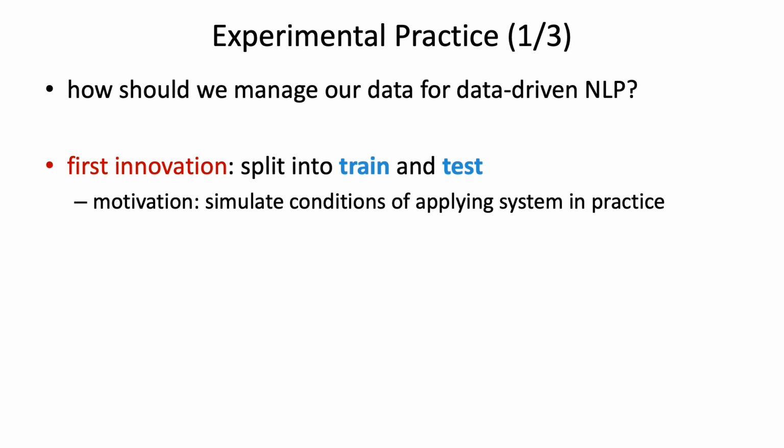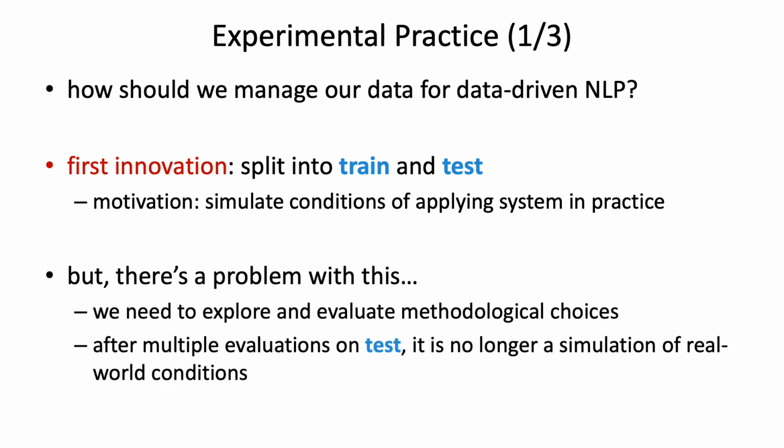The first innovation in working with data-driven methods is to split the data. Some portion you use to fit the model or estimate parameters, called train, and a separate portion you use to evaluate your model, called test. The motivation is to simulate the conditions of applying this model on new data that you would encounter in the real world, rather than primarily focusing on how well you can fit the data that you already have. But there's a problem here, right? We typically want to try out many ideas, which involves evaluating on the test data many times, but then that test data is no longer a simulation of real-world conditions.